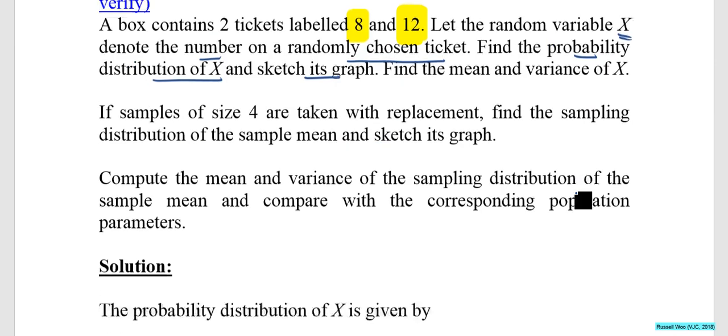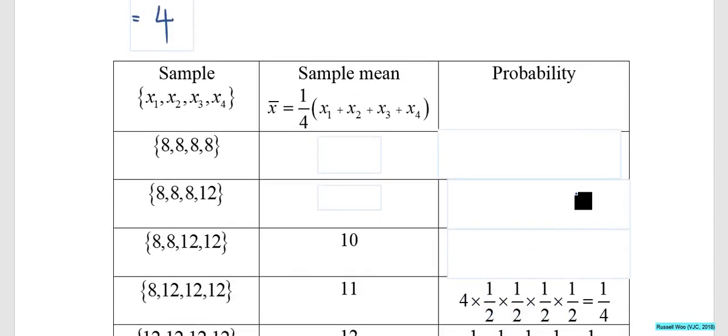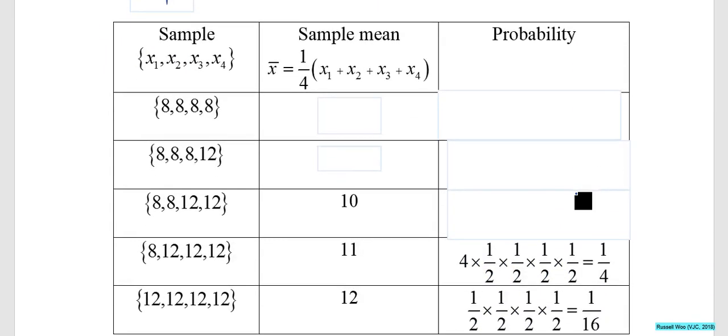Let's try. When you take 4 different samples, it could well be all 8s, or three 8s and one 12, two 8s and two 12s, one 8 and three 12s, and four 12s. These are the only 5 possible outcomes. Follow? If I take all 8, does it make sense that the sample mean, I will definitely get an 8? If I get three 8s and one 12, you take the mean, you will get a 9.